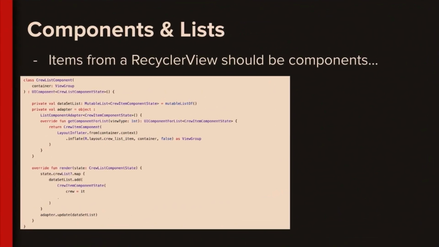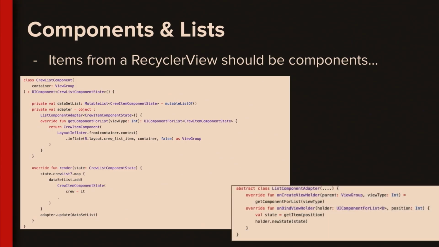But I will give you a sneak peek of how the adapter works. There are two main methods for the recycle view: onCreateViewHolder, which we replaced by getComponentForList, and then we have onBindViewHolder, which will call the render for the subcomponents. And here the new state represents calling the render for every single item of the list. And that's how the list works. We don't have to compromise on performance. We can still use components on it.